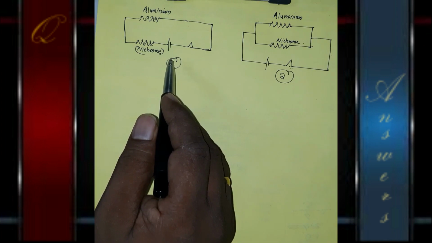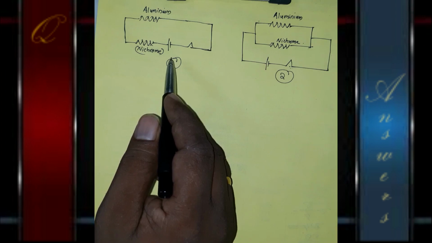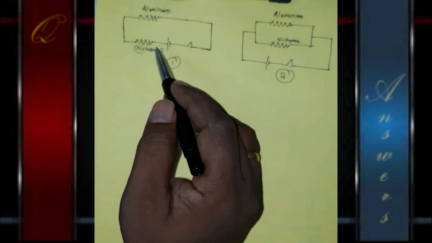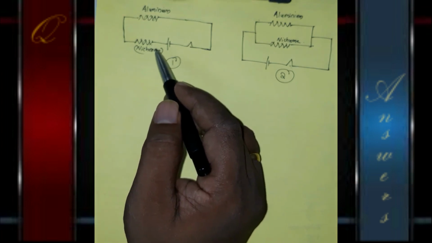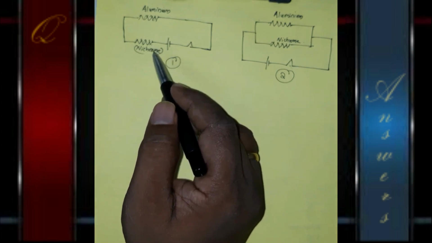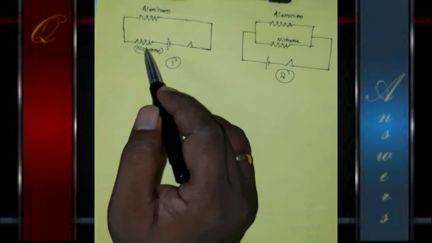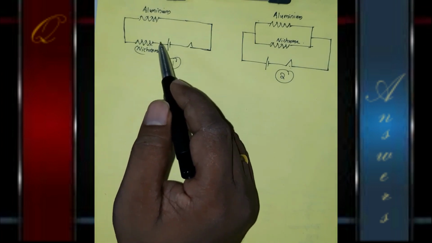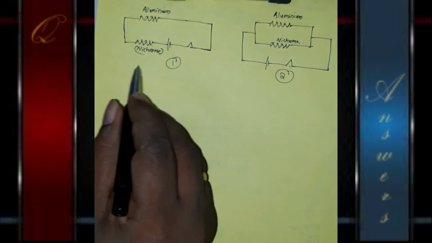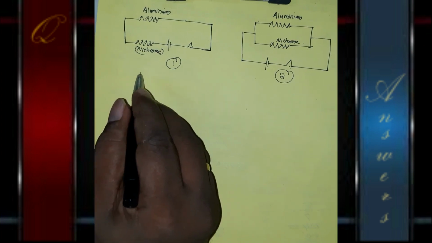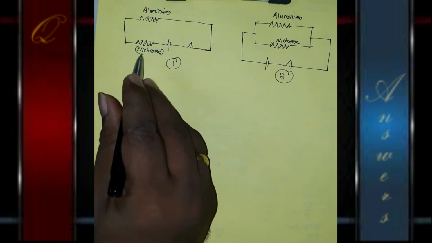And the second question is, in which circuit does the nichrome wire get heated more? You know that comparing aluminium and nichrome, nichrome will have more resistance because its resistivity is more. Now you consider the first case. In this case, you may calculate the power or heat liberated in 1 second.